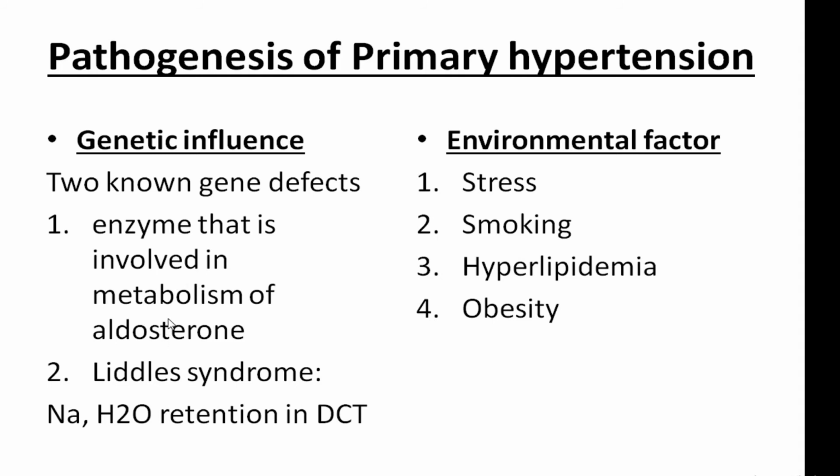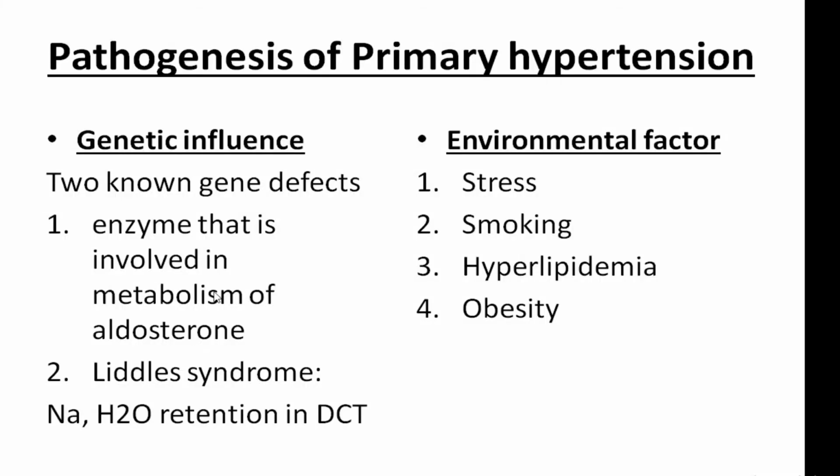You all know what aldosterone does. Aldosterone causes sodium and water retention. When there is sodium and water retention, it will increase the plasma volume, and in return it will increase the blood pressure.